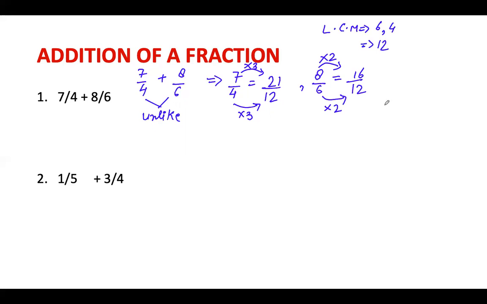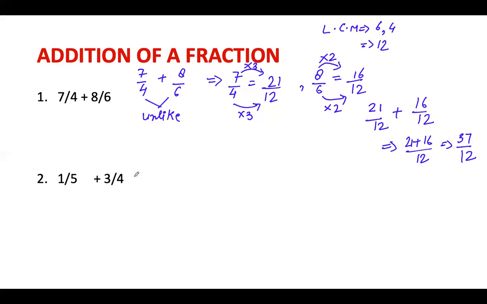So what can we do in the next step? Because our unlike denominators have been converted into like denominators, we can add these fractions easily. 21/12 add 16/12, right? Now we have like denominators, so we can add both the numerators. 21 add 16 is 37, over 12, and we get 37/12. This is your answer, right?